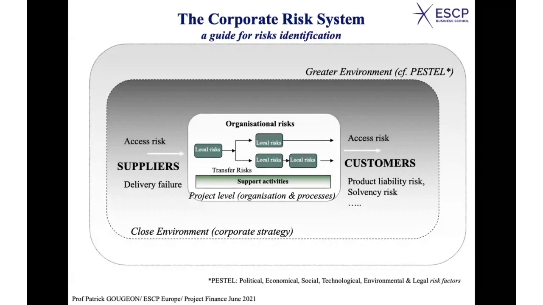On the other side, you have the customers. Again, you have an access risk. You may not have the possibility to deliver. If there is an interruption, if you have a power plant with an interruption of the connection between your plant and the grid, well, you don't have access to the grid anymore, and you cannot provide the electricity.